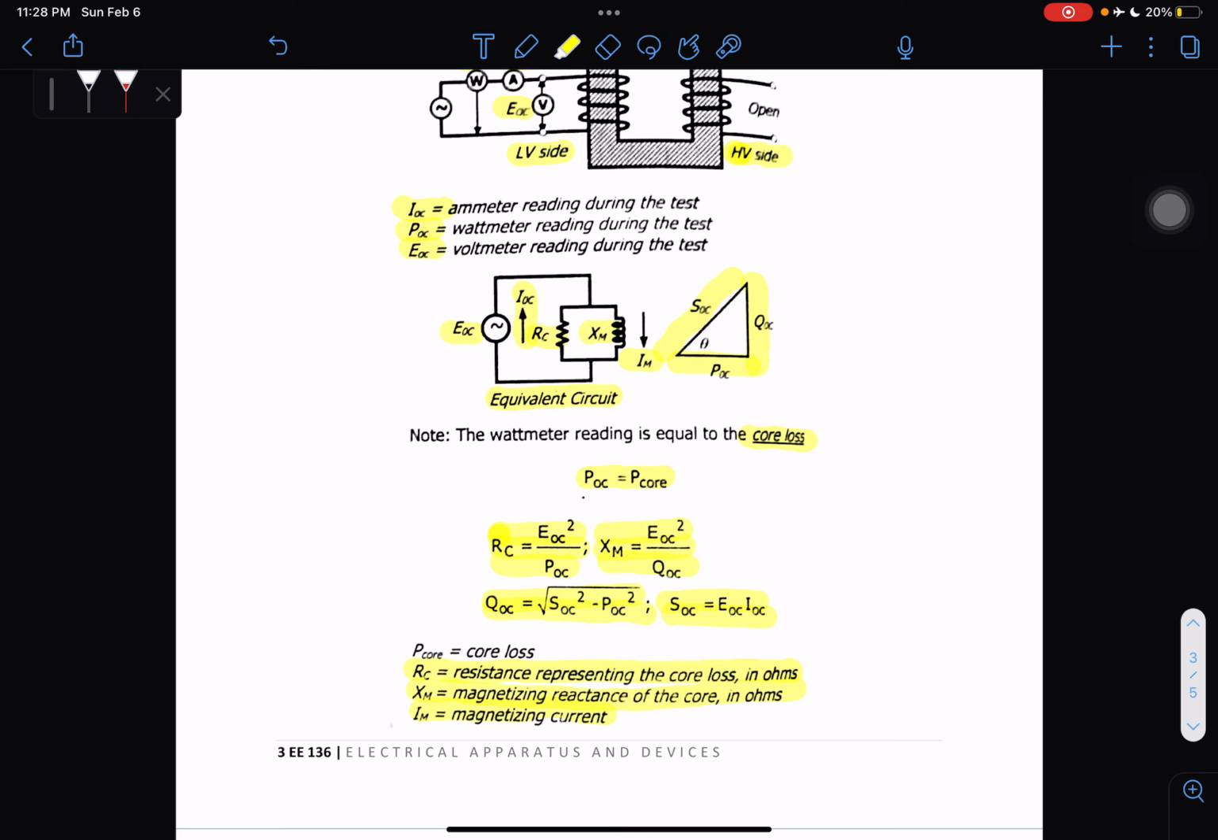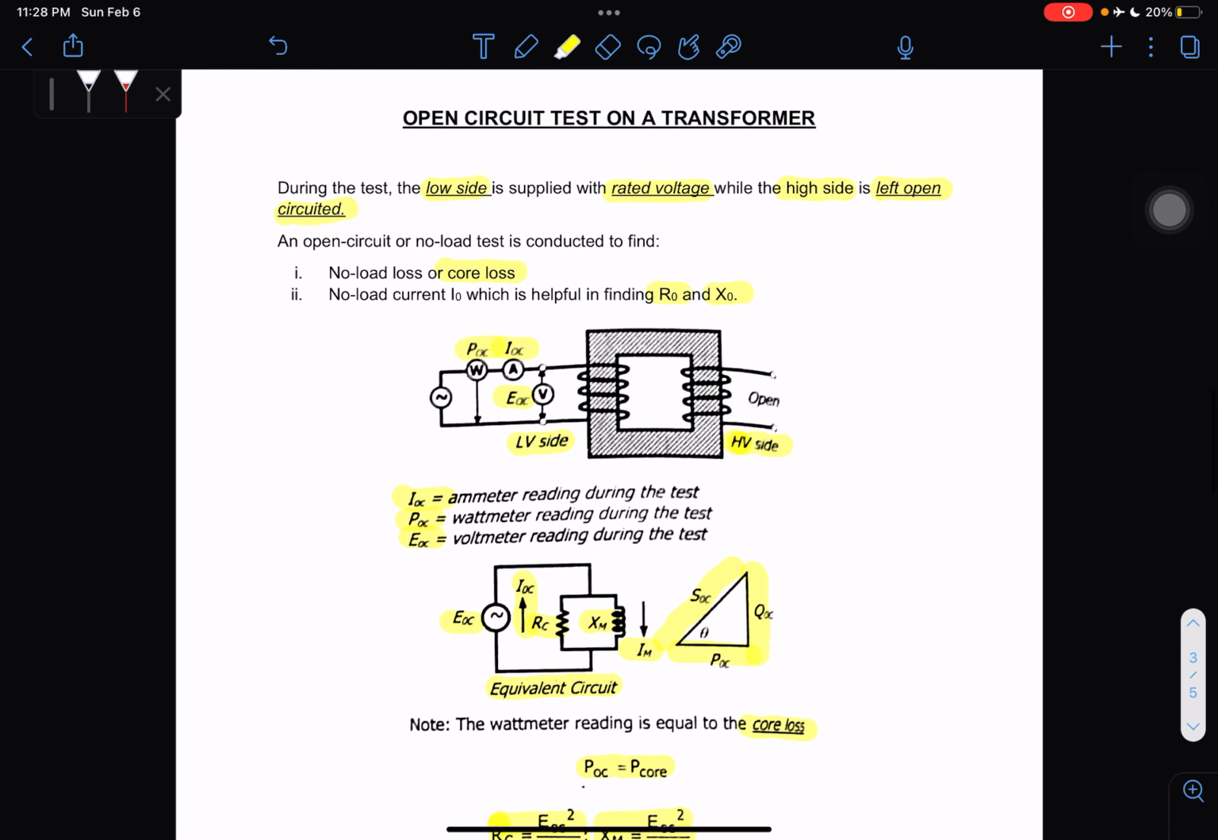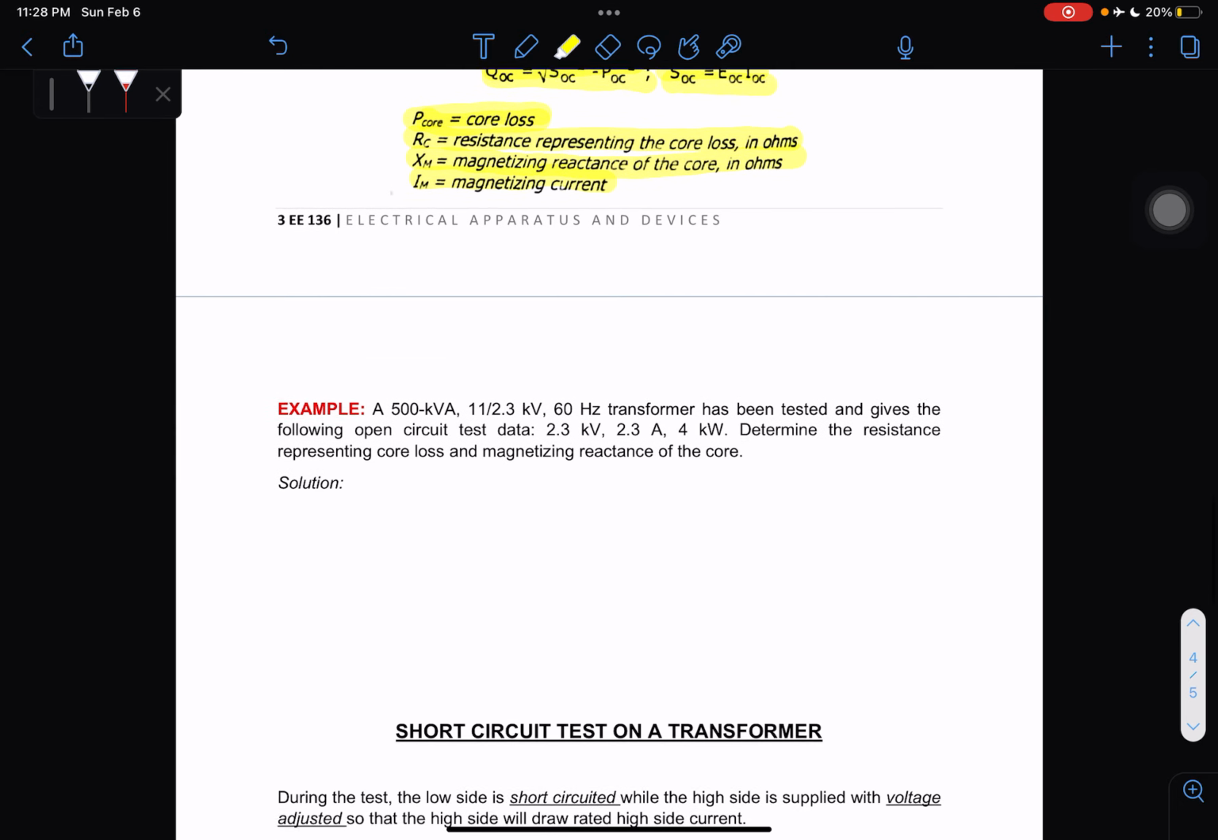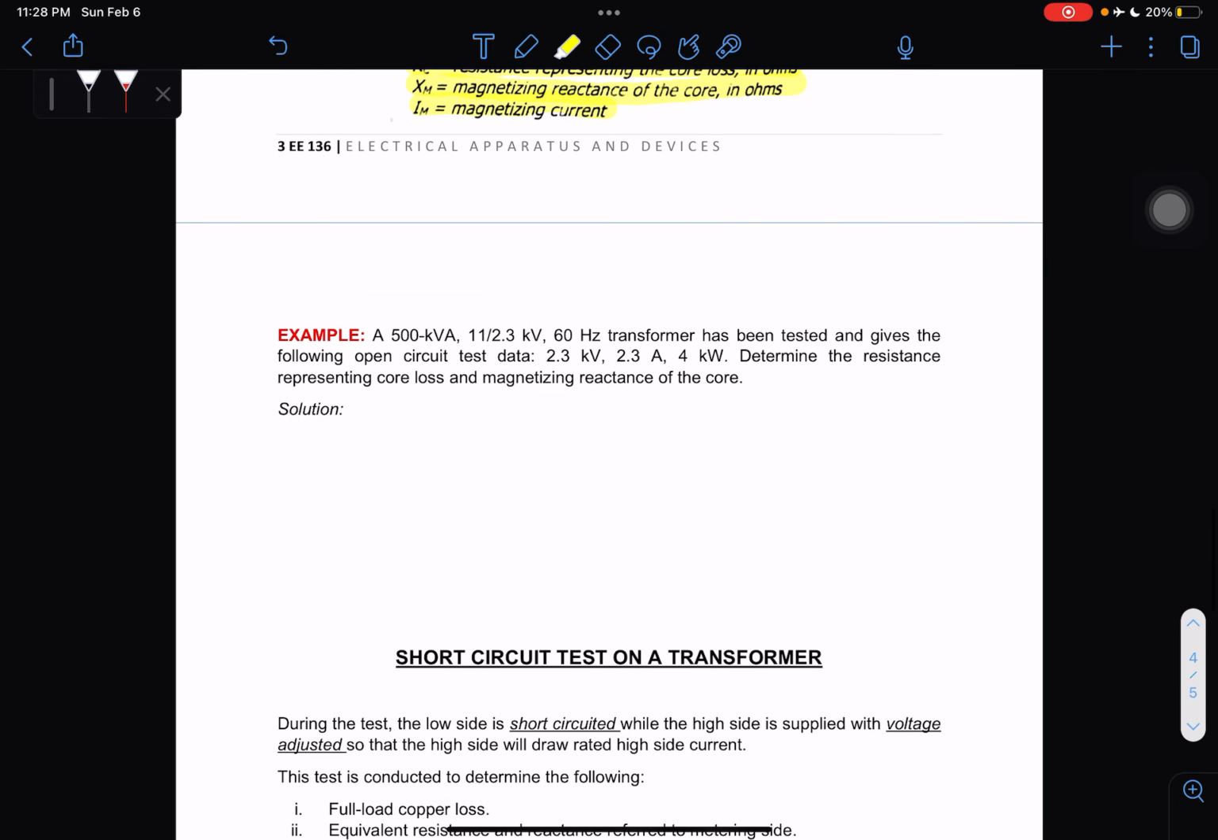So to solve for our SOC, formula, we have EOC multiplied by I or the ammeter reading during the test. So let's have an example for our open circuit test on a transformer. So we have here a 5 kilovolt ampere 2.3 kilovolts 60 hertz transformer that has been tested and gives the following open circuit test data: 2.3 kilovolts, 2.3 amperes, 4 kilowatts. So determine the resistance representing core loss and magnetizing reactance of the core.